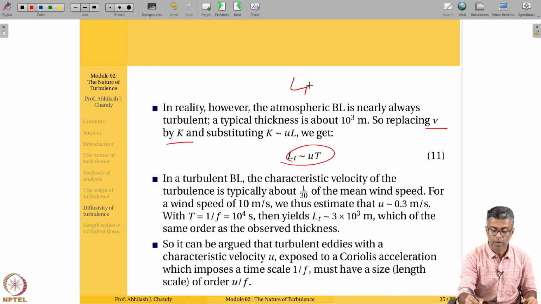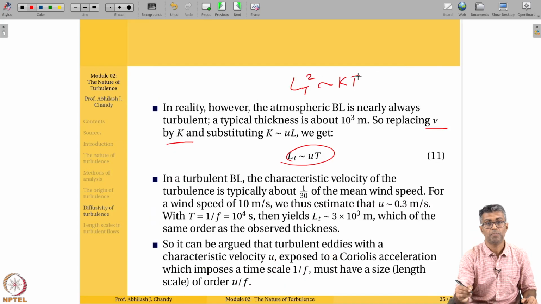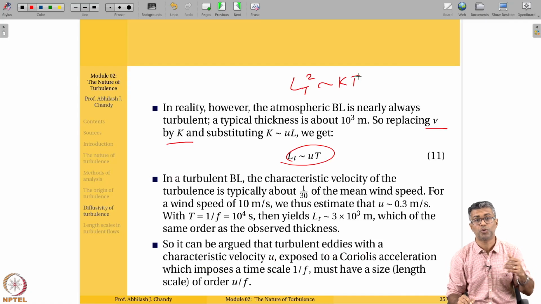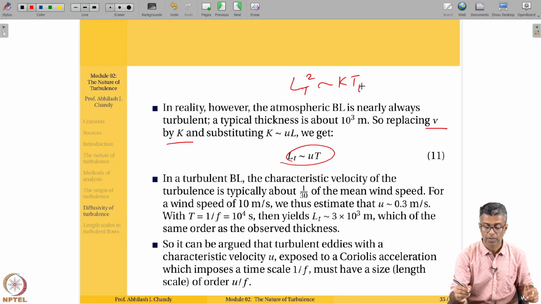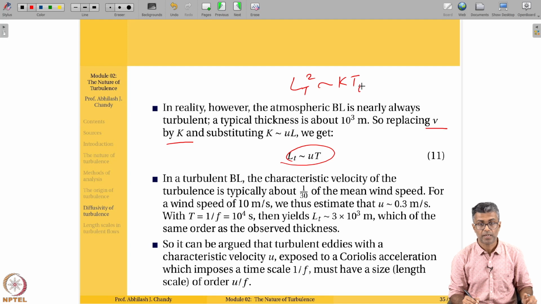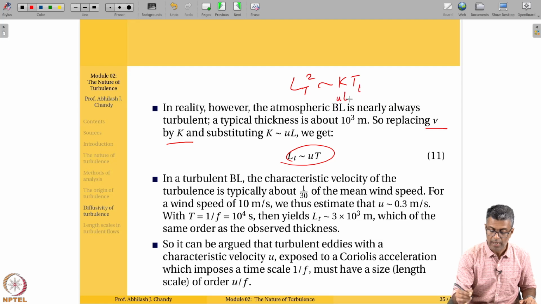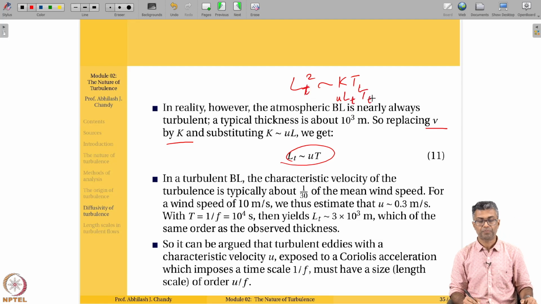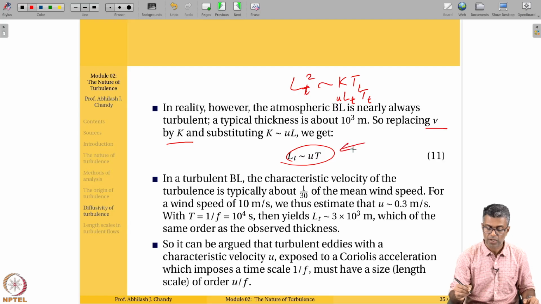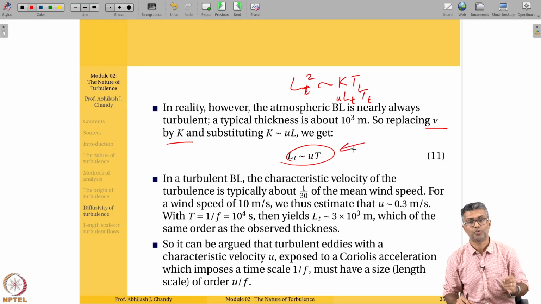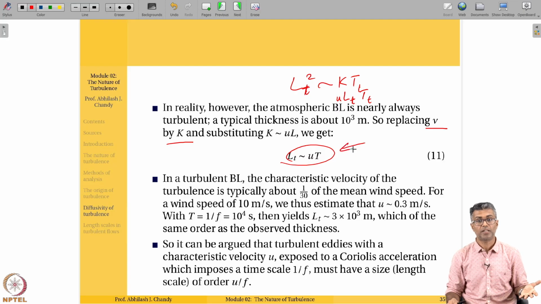So LT squared is K times T because you're replacing the momentum diffusivity with eddy diffusivity and you have a turbulent time scale now, isn't it? So LT squared is equal to K times T and K is UL. So this is U LT and let's use lowercase t, okay, and I have TT. And so one of the LT gets cancelled out and then you get this equation here. LT is of the order of magnitude of U times T, where T being the turbulent time scale.